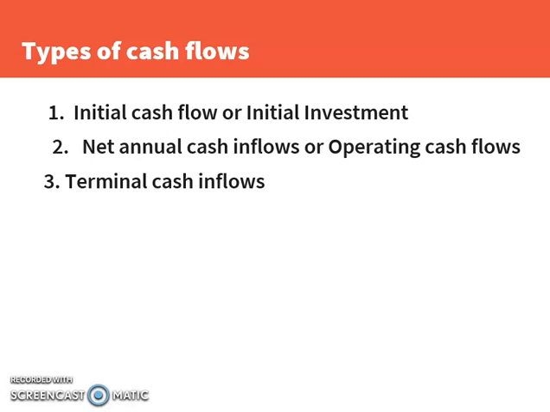The next is net annual cash inflows or operating cash flows. The initial investment will give you returns in a number of years in the future. So those returns or those cash inflows are net annual cash inflows. On an annual basis, usually you will get inflows or returns or the benefits back. So that is the cash inflows or the operating cash flows, the returns that you get.